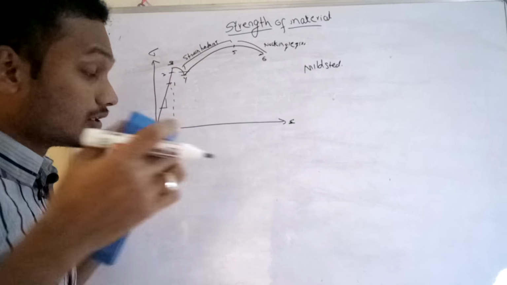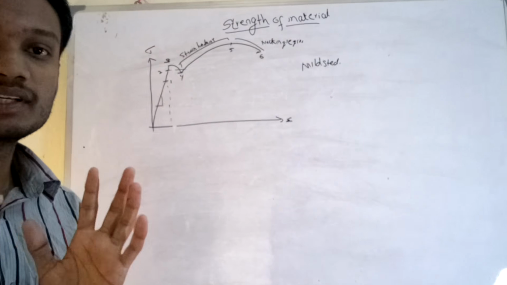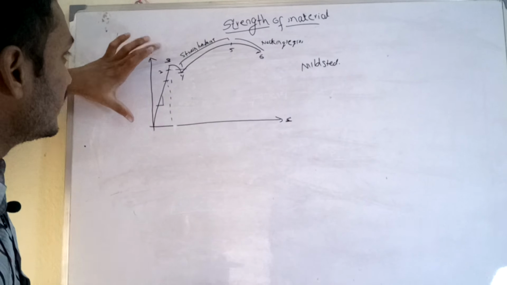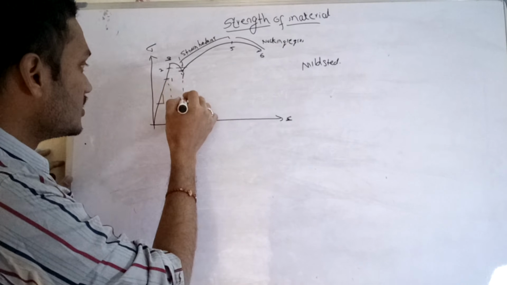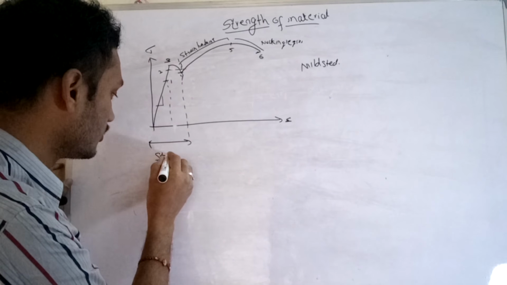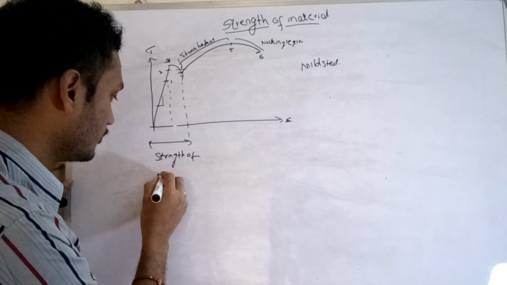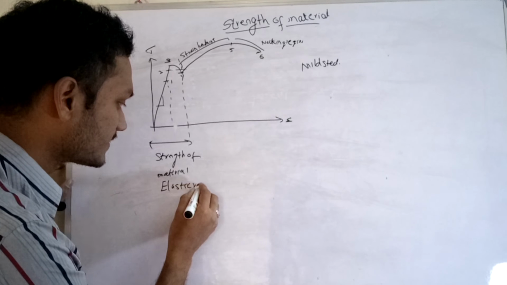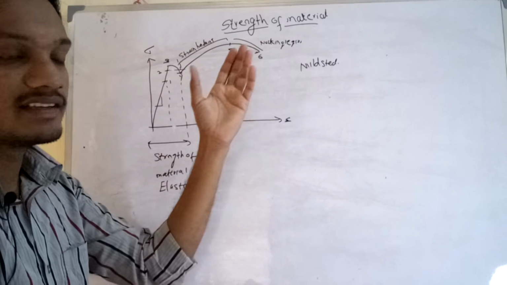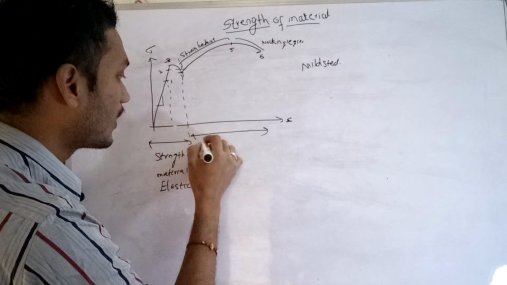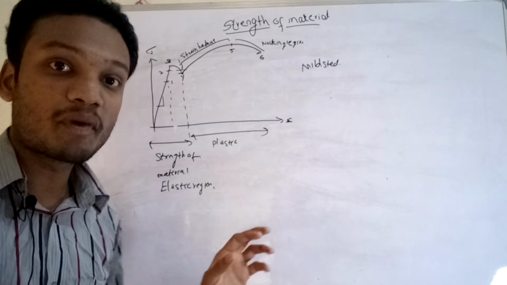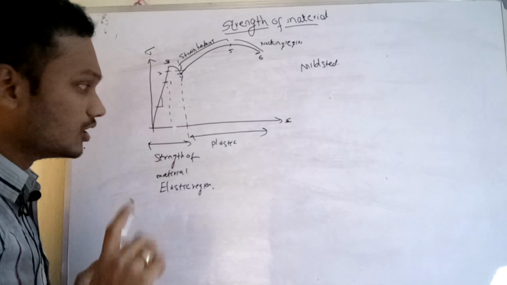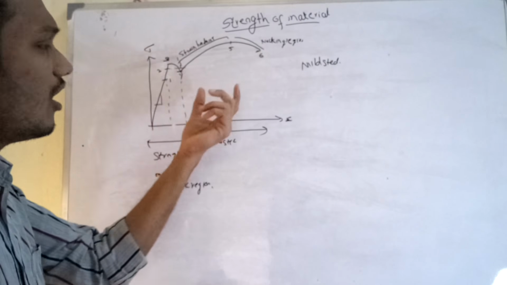You have learnt about these things. Now one important thing: the scope of the strength of materials subject is up to the yield point only. This is the scope of strength of materials, because this is the elastic region. Beyond the yield point it is the plastic region, which is the subject of concern for manufacturing and production technology. That is not the scope of strength of materials. The scope lies within the elastic region only. So now we have a brief idea about the stress strain curve.